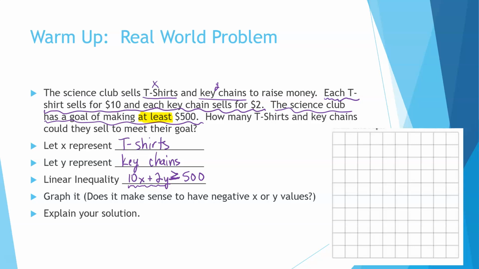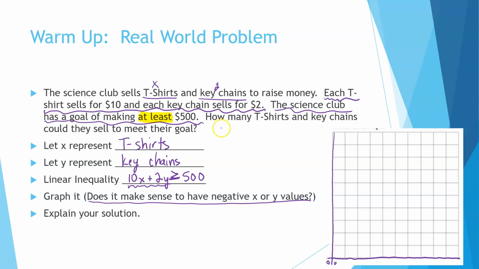Now it says graph it. Does it make sense to have negative values? So when we go to graph, always ask yourself this question, because as soon as you start graphing in a grid, you want to see if there's any restrictions to the domain and range. If I'm selling things, I can't have negatives. So when I graph on this grid over here, it's actually going to start at 0 for both my x's and my y's. So really, I'm only graphing in the first quadrant, okay?